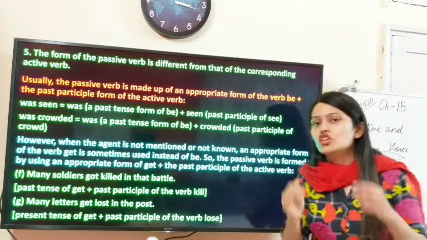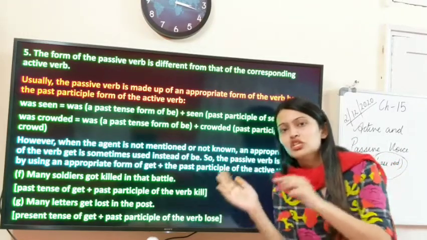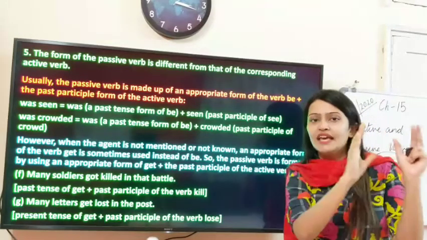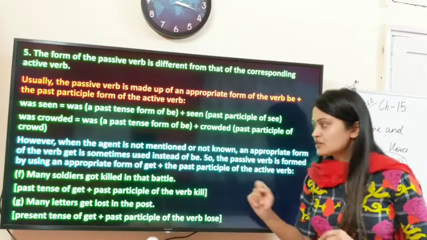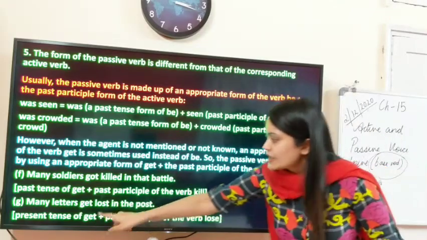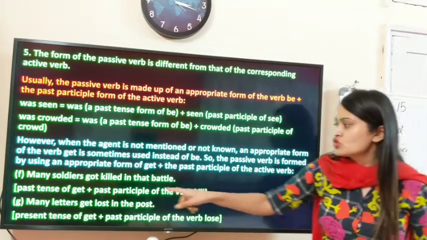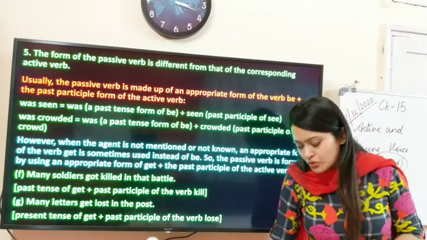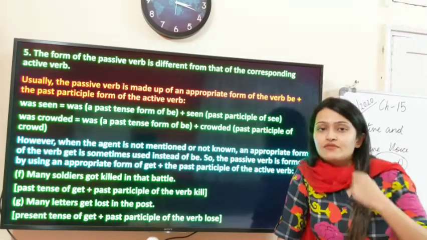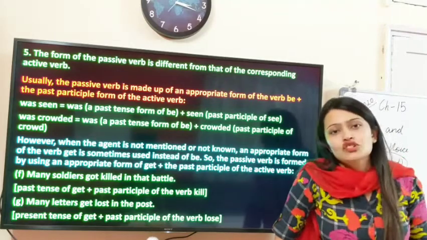Okay, this is how we will change from active to passive voice. Whenever you are changing from active to passive voice, you will take the appropriate form: be plus past participle, or get plus past participle. We'll study a few more examples. Many letters get lost in the post. So get, that is the present tense of get, plus the past participle of the verb lose, so lost. So children, like this, when you practice more sentences, you will be able to change active voice to passive voice just by forming the standard appropriate form which they have mentioned over here.